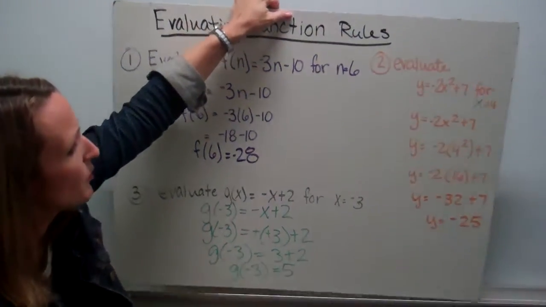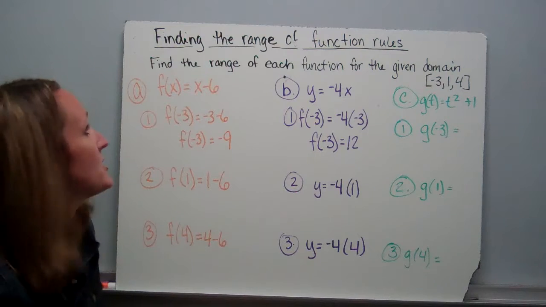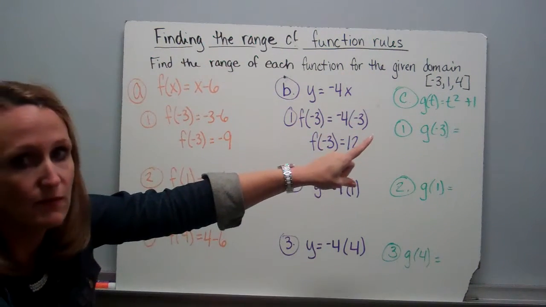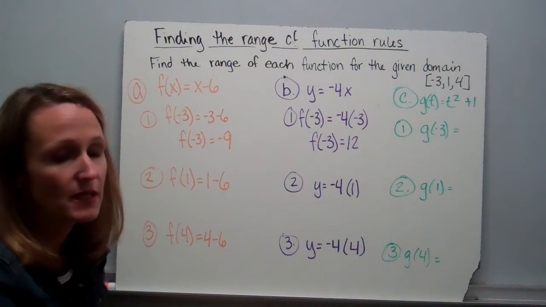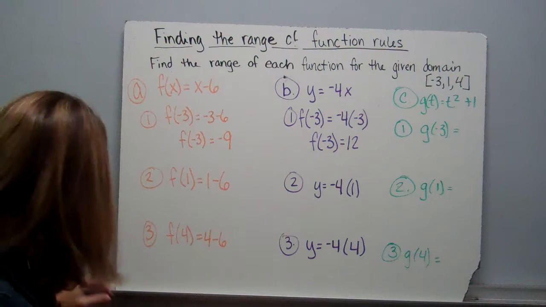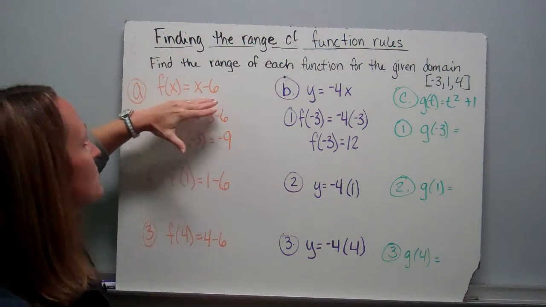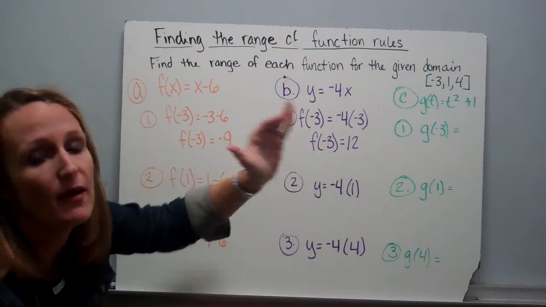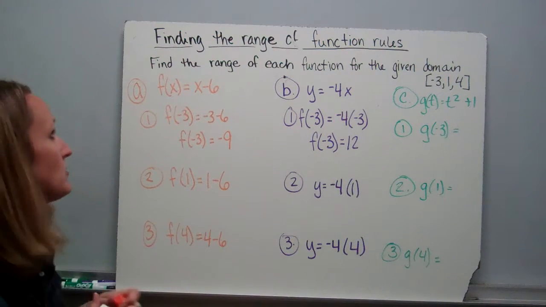Okay, so let's look at one more way of working with functions. We want to find the range for each given domain. So I gave you the domain of negative 3, 1, and 4. So for each problem, you had to plug it in 3 times. So here, I said f of x equals x minus 6, and we had to use negative 3, 1, and 4. I have 3 x values, so I need to finish with 3 y values for each problem.